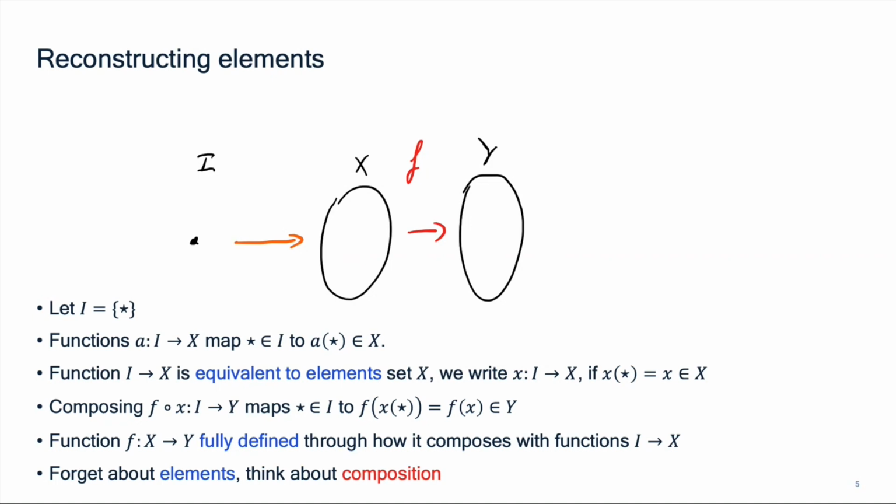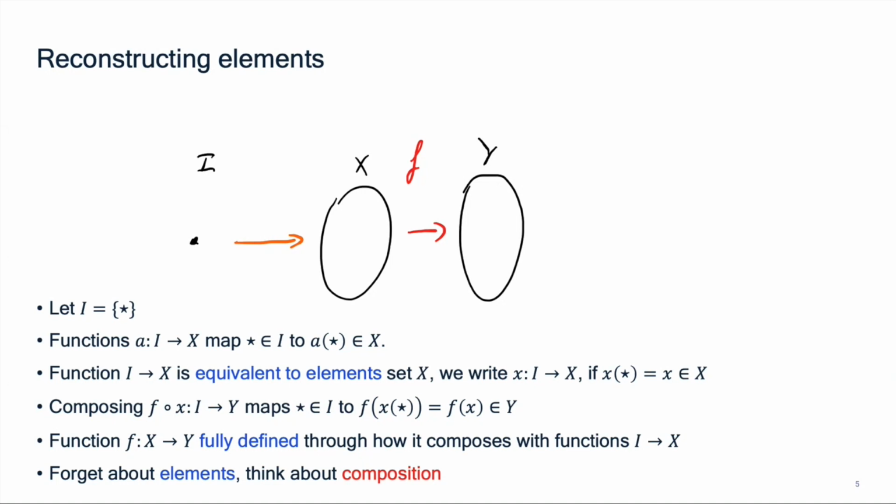Imagine we pick a set of one element. Let's call that I, and the unique element in it we call star. Then we can look at all the functions from this set I to x. And what does such a function, call it a, do? We look at which element in x it points to, and that's one single element in x. The set of functions from I to x is equivalent to the elements of the set x. So we can talk about elements without ever looking inside of the boxes. We just discuss the kinds of functions that exist between sets.